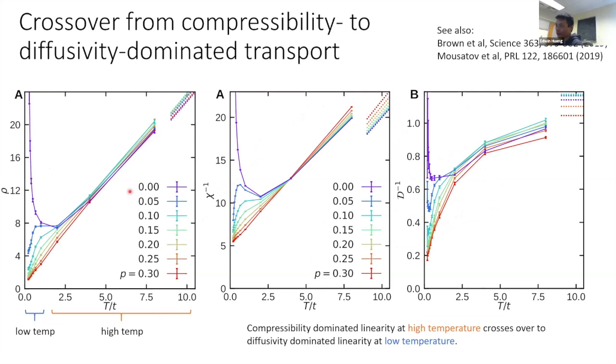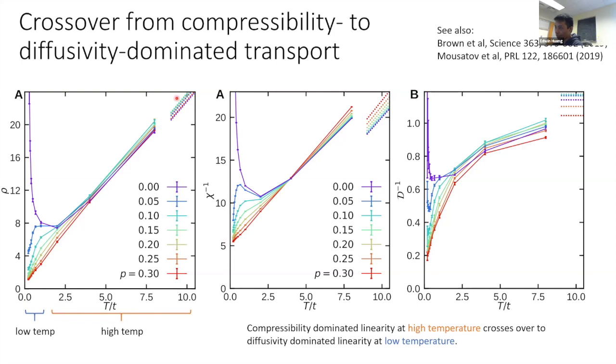One way to analyze this data, if we assume diffusive transport, is to use the Nernst-Einstein relation, which relates the conductivity to the compressibility times the diffusivity. If I invert that equation, the resistivity rho is equal to the inverse compressibility times the inverse diffusivity. What we see in these two temperature regimes that I discussed in the previous slides is that in the low temperature regime, the compressibility is approaching its zero temperature value and is not too temperature dependent, whereas the diffusivity is becoming more temperature dependent.